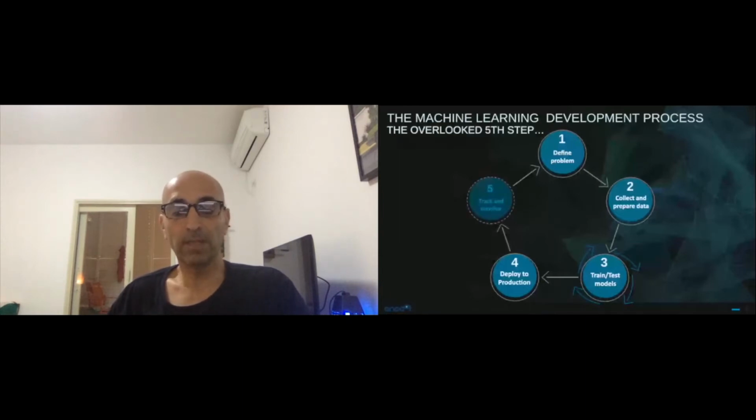Now, this 5th step, I guess it's been largely overlooked in the past few years. It's starting to be looked at more carefully as more and more groups actually deploy their models into production. But it's still overlooked in terms of the capabilities around it and the maturity of teams to actually monitor their own models in production.